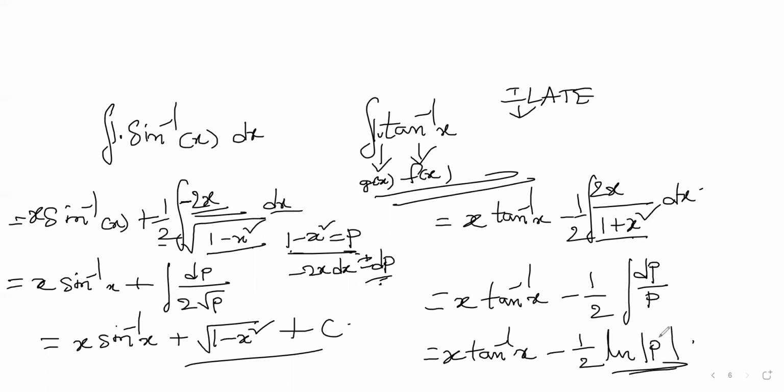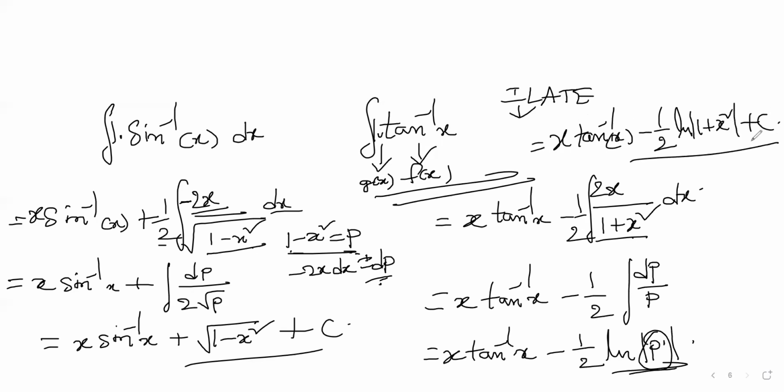So those are the answers for you. What is p? Once again, that is 1 plus x square. You can plug that in. So you have x tan inverse x minus half ln mod 1 plus x square. The half can be taken like a root, and then you can put it like that also. Like that you have the answers. I hope you understood how to handle such integrals.